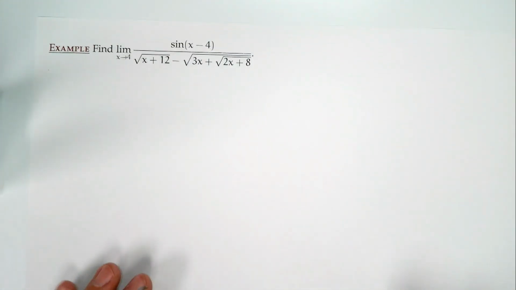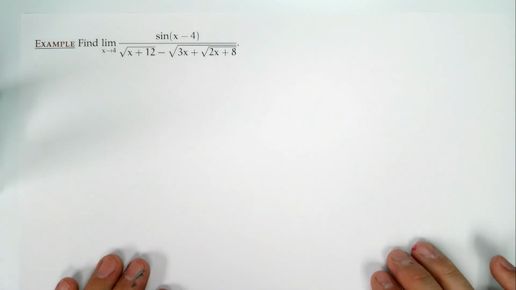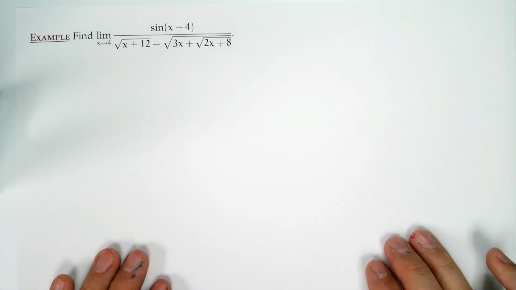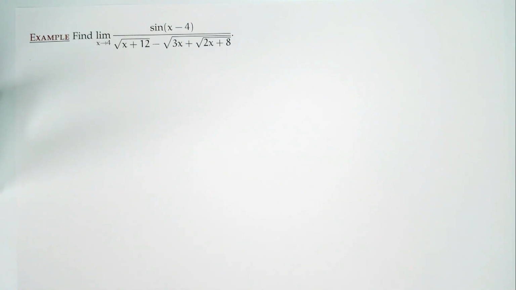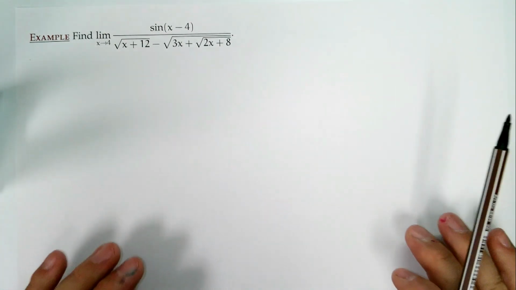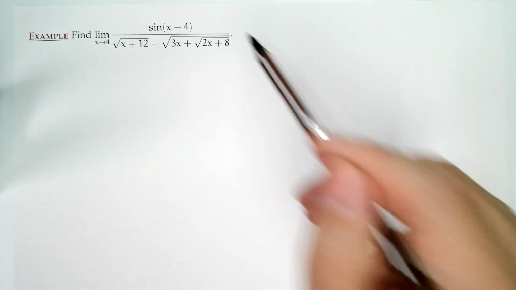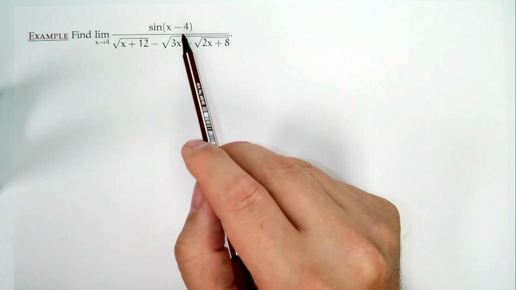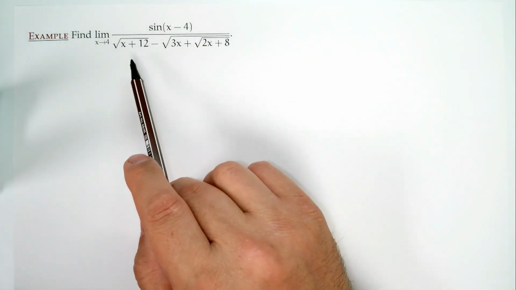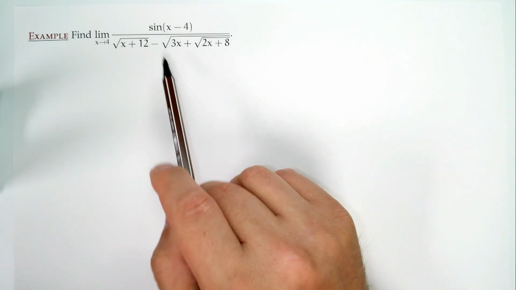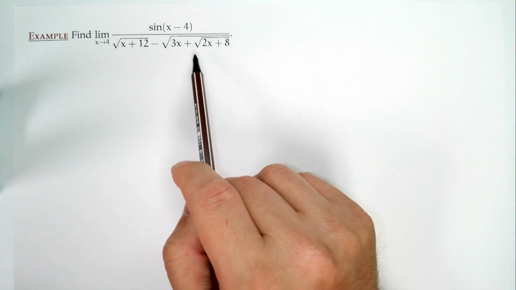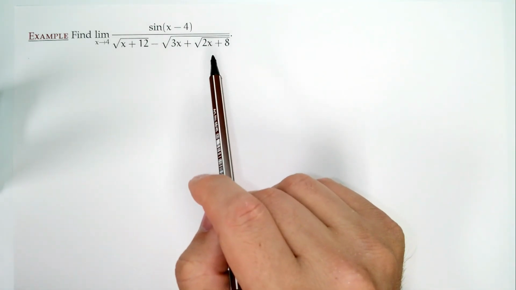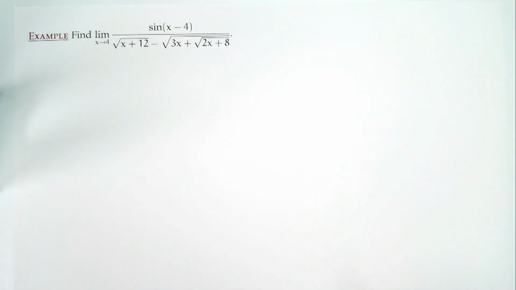Finish us up. So here's our last one. For today anyways. I'm sure we'll see some more on some exams coming up. Find the limit as x goes to 4 of this crazy looking expression. Sine of x minus 4. Then downstairs you have the square root of x plus 12 minus the square root of 3x plus the square root of 2x plus 8. So it's like a square root and a square root.